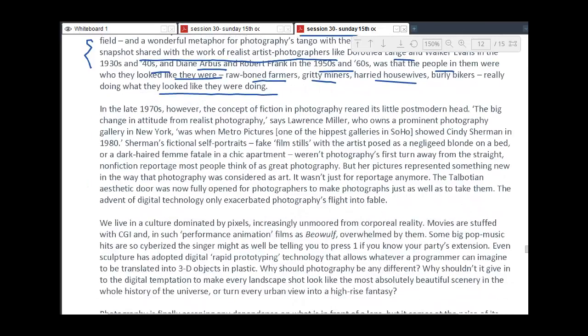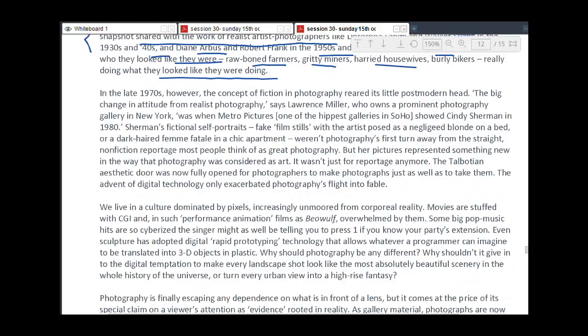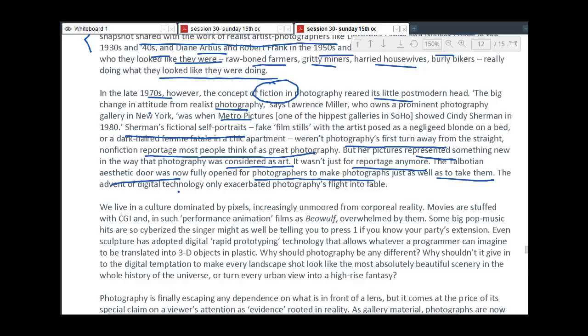In the late 1900s, however, something is changing now. The concept of fiction in photography reared its head. So fiction in photography came when? In the 1970s. The big change in attitude from realist photography was when Metro Pictures showed Cindy Sherman in 1980. Sherman's fictional self-portraits were photography's first turn away from straight non-fiction reportage most people think of as great photography. But her pictures represented something new in the way that photography was considered as art. It wasn't just for reportage anymore. The Talbotian aesthetic door was now fully open for photographers to make photographs just as well as to take them. The advent of digital technology only exacerbated photography's flight into fable.